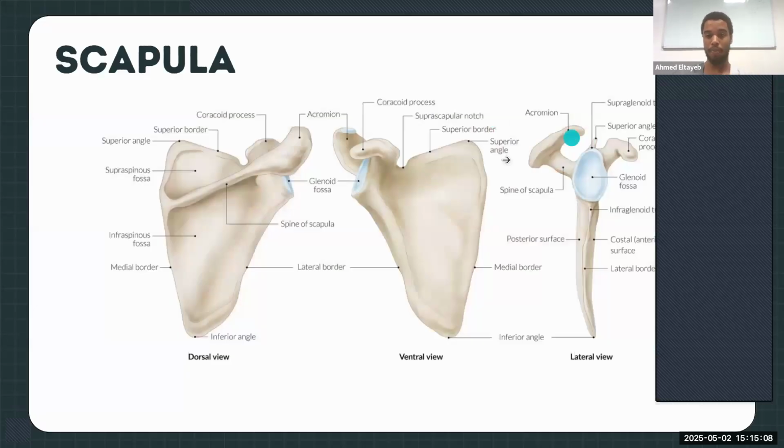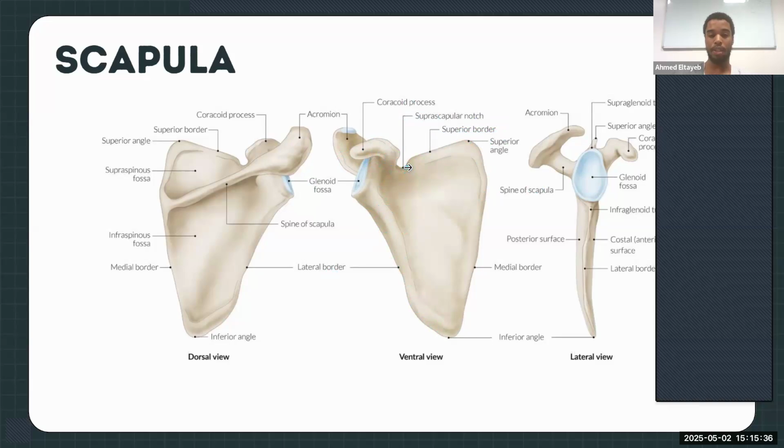Now moving on to the scapula. The scapula is a flat bone and is triangularly shaped. And the scapula has many landmarks. So we'll start off with the anterior view. This is the lateral border of the scapula. This is the medial border. And here we have the suprascapular notch. And running through the suprascapular notch, we have the suprascapular nerve and artery.